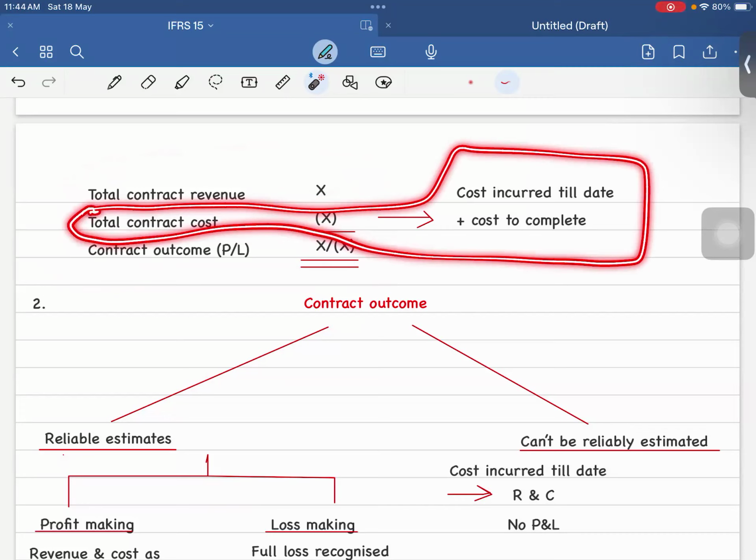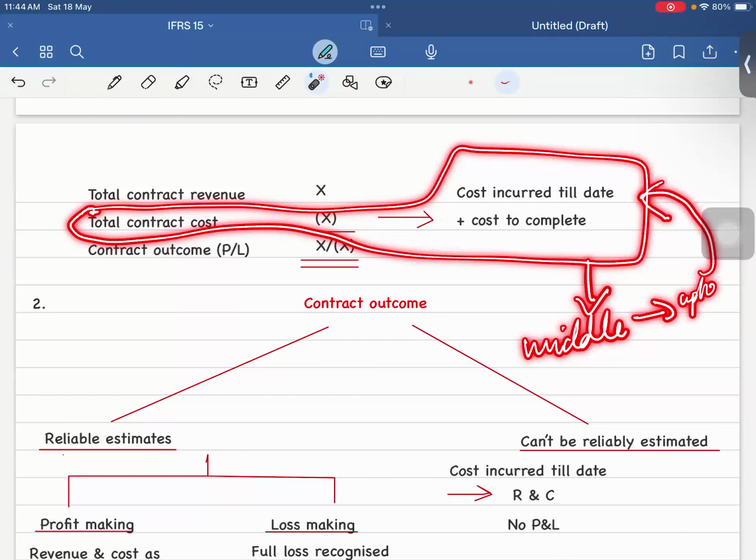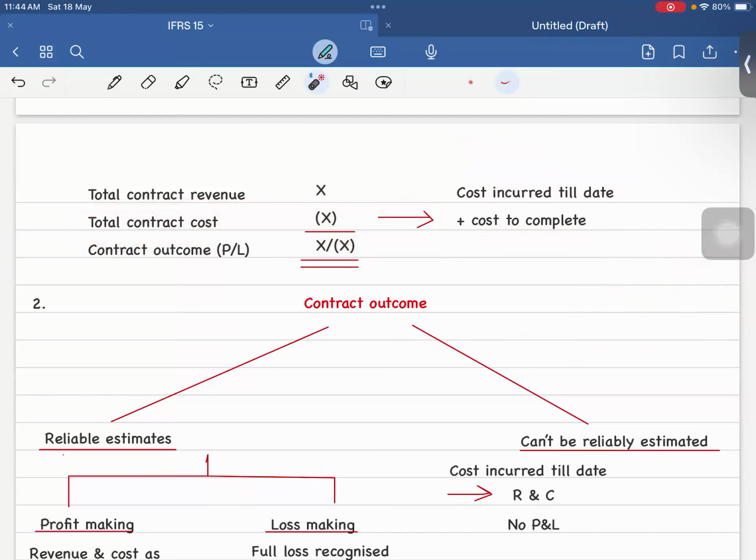Now, what is the cost incurred till date? Suppose the construction is in the middle. Up to the date, it is cost incurred till date, and you would have further cost to be incurred on the asset. So the future cost is the cost to complete. In order to make this shorter, we say this as CITD and this is CTC. So CITD plus CTC is going to be the total cost. Understood?